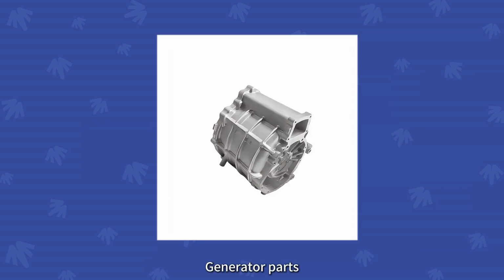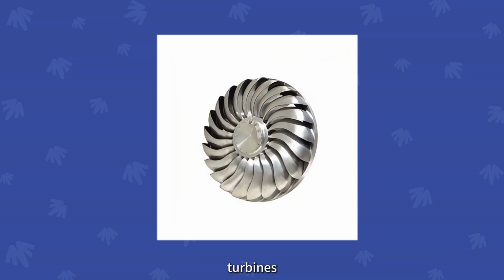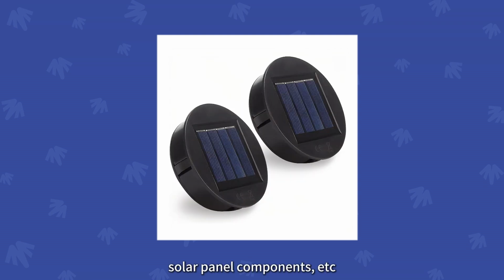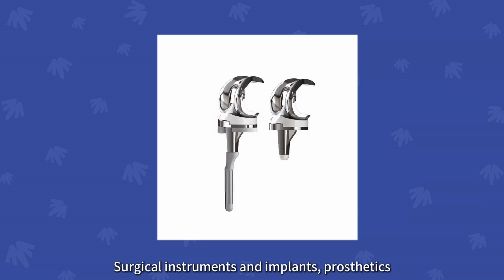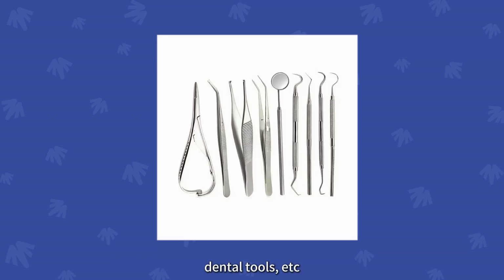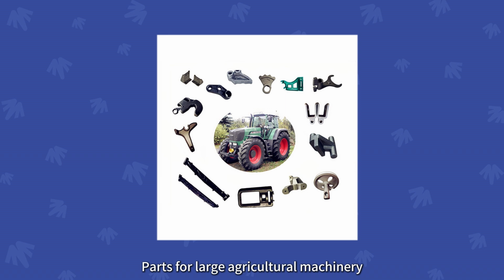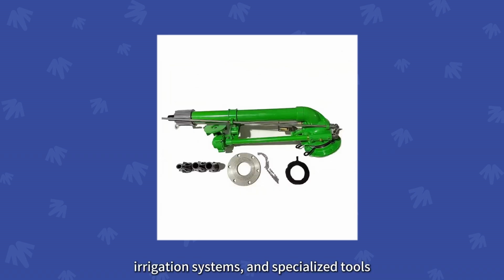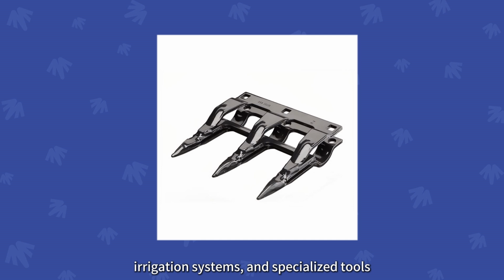Renewable energy: generator parts, turbines, solar panel components, etc. Medical: surgical instruments and implants, prosthetics, dental tools, etc. Agriculture: parts for large agriculture machinery, irrigation systems, and specialized tools.